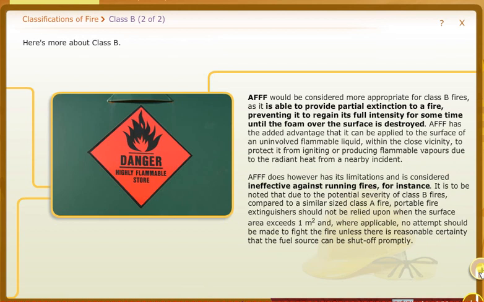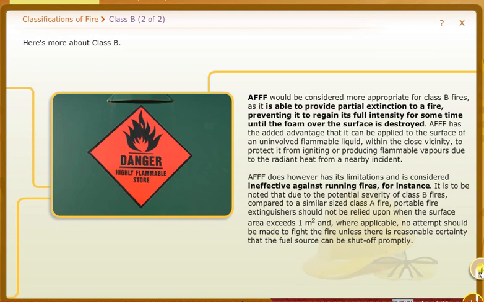Here's more about Class B. AFFF would be considered more appropriate for Class B fires as it is able to provide partial extinction to a fire, preventing it from regaining its full intensity for some time until the foam over the surface is destroyed.